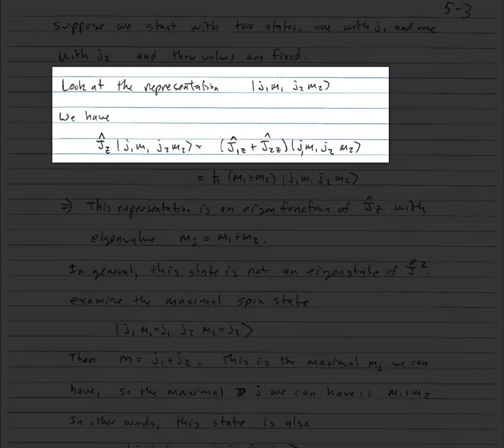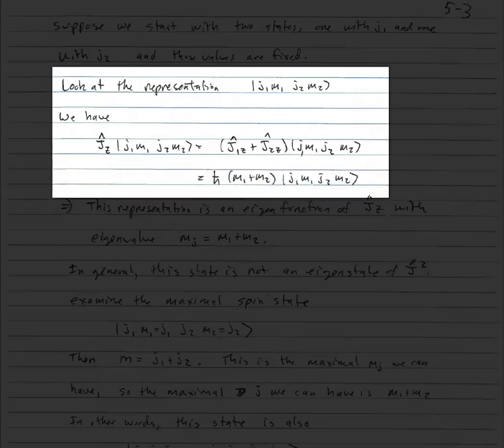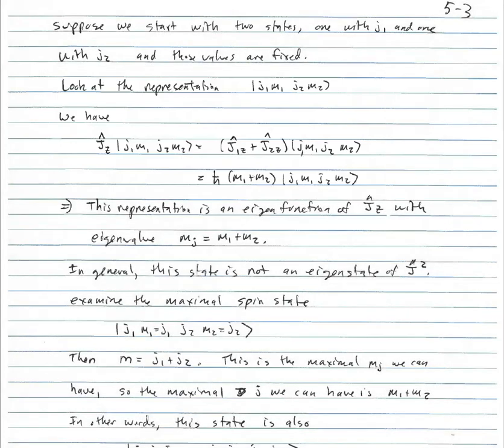And you get that because you can write the jz as j1z plus j2z, and that state is an eigenstate of j1z and of j2z. So you get h bar times the quantity m1 plus m2, times the state j1, m1, j2, m2. So that's one thing that is nice. The jz operator, it's already an eigenstate. I don't have to do anything with it. But in general, this state is not an eigenstate of total j squared.